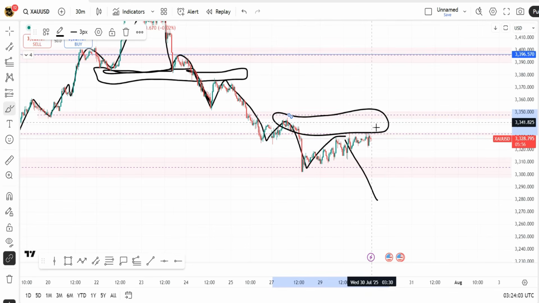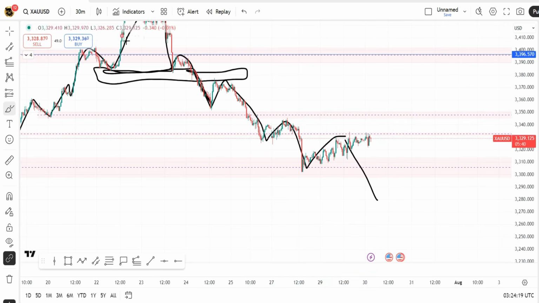So these will be the great areas if you are selling. But right now we are buying here because of some technical things. You need a lot of confirmations before a buy, but you can sell on these types of areas. Now I'm going to tell you why I did the buys.